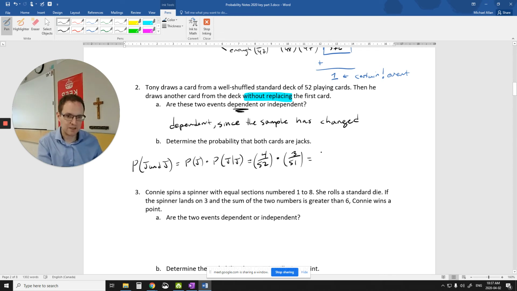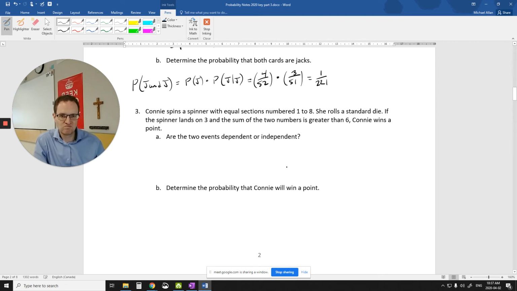You get a probability of 1 over 221. So there's a 1 in 221 chance that you're going to pull 2 jacks out of the deck. There you go. Okay, it's pretty easy. If you don't draw a tree, you don't have to. Let's look at this next one.